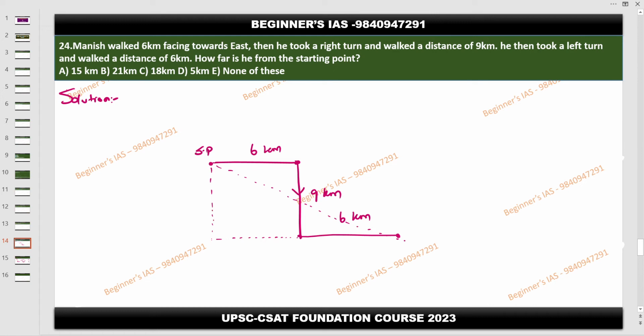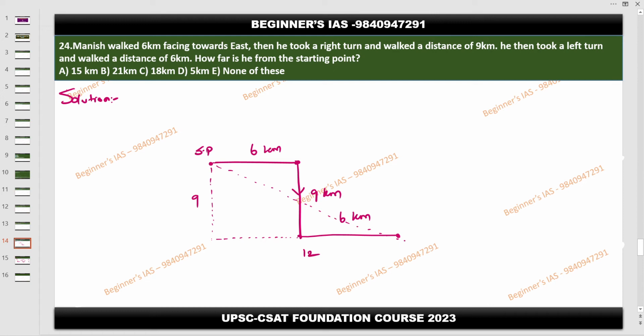Yes or no? Yes, sir. So Rajshekhar, now this is 9. Then this one is 6 plus 6, 12.